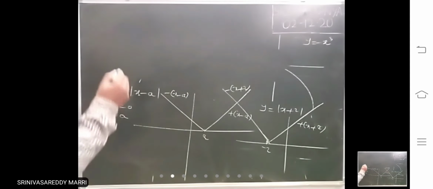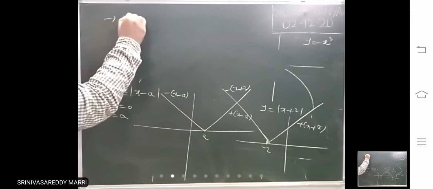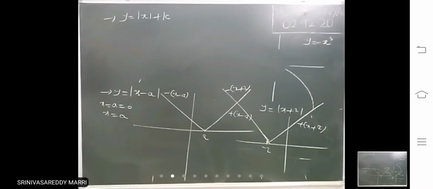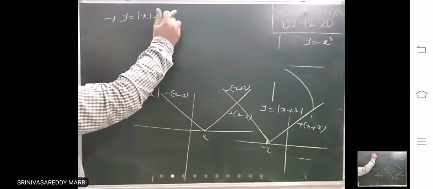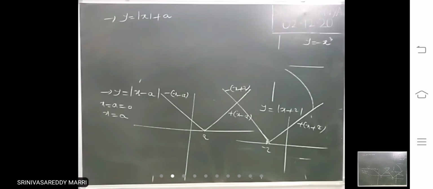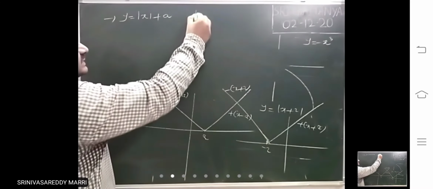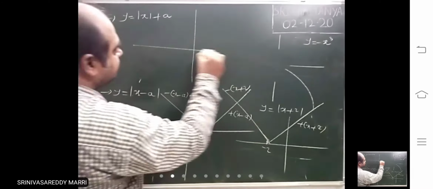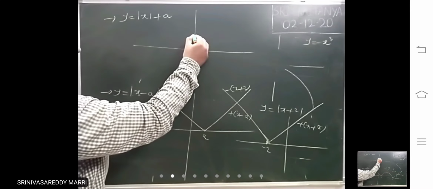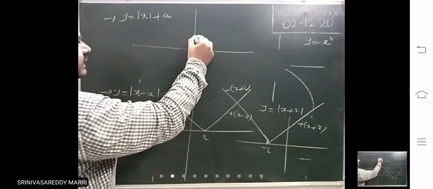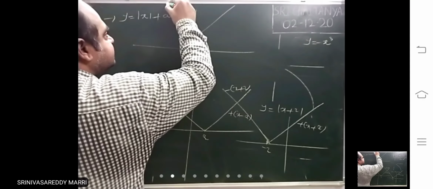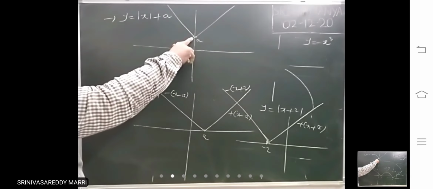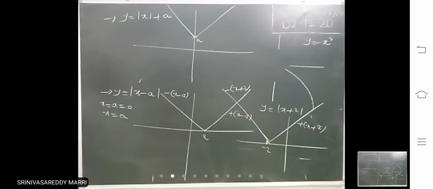Suppose another one will be there. Look at y equal to modulus x plus k. K can be positive or negative, modulus x plus a. In this case, this is different. Modulus x plus constant. That means mark that constant A, whatever it may be, positive or negative, on the y-axis and draw like this. This is on the y-axis and then draw the V symbol, right?